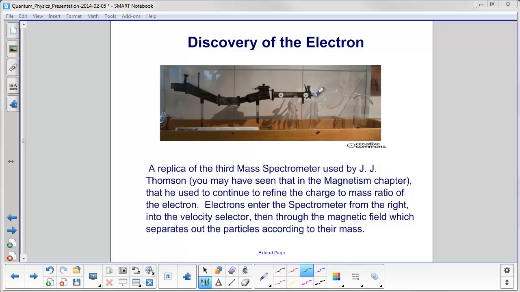So the ions come from this side, the free electrons are created here. They go through the electric and magnetic fields where their velocities are chosen, they get bent, and over here we have a detector where you can find the different particles and what their charge to mass ratio is.